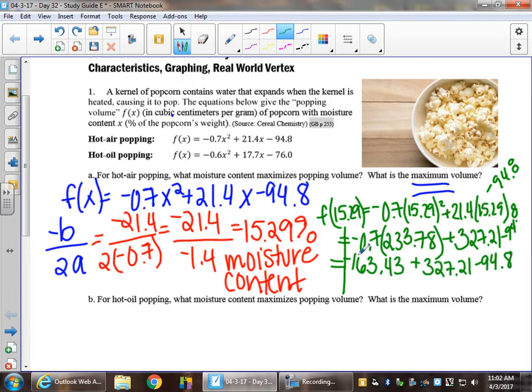Okay, so we just multiplied negative 0.7 times 233.78. We got negative 163.43. Is that what everyone got? Because in my other 2 periods, we kept getting different numbers. So everyone do negative 0.7 times 233.78. Did you get negative 163.43? Okay, good.